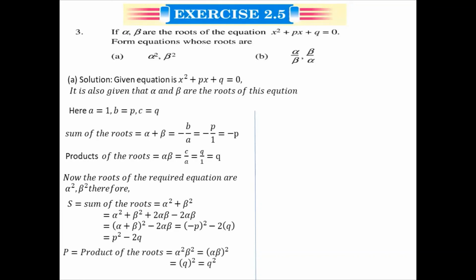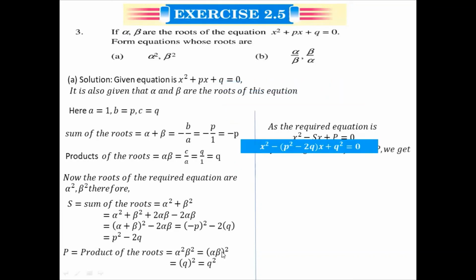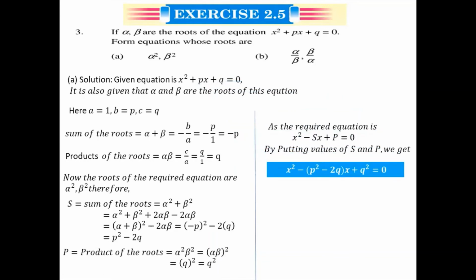Now the product of the roots alpha square beta square can be written as alpha beta whole square. So alpha beta is q, so product of the roots is q square. As the required equation is x square minus sx plus p is equal to 0, by putting values of s and p we get x square minus within bracket p square minus 2q, x plus q square is equal to 0. So this is the required quadratic equation whose roots are alpha square and beta square.